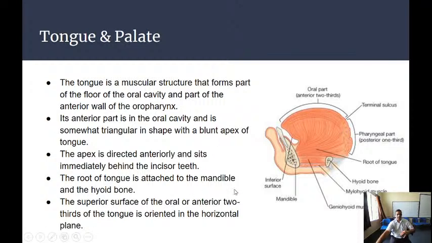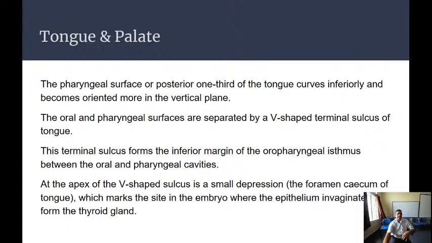Now, the root of the tongue is attached, as I told you. The superior surface of the oral part of the tongue is oriented in a horizontal plane. This is horizontal and this is vertical. The oral cavity surface and the pharyngeal surface of the tongue are covered, once again, by stratified squamous epithelium.